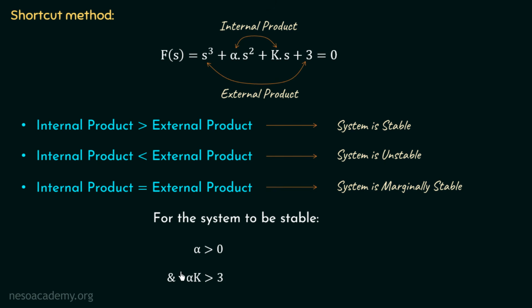So these are the two conditions for the system to be stable, and we can say these are the constraints on alpha and k, and that's why alpha should be greater than 0 and alpha k should be greater than 3. If we observe the options, we can say option B is the correct answer. So I hope you got this.